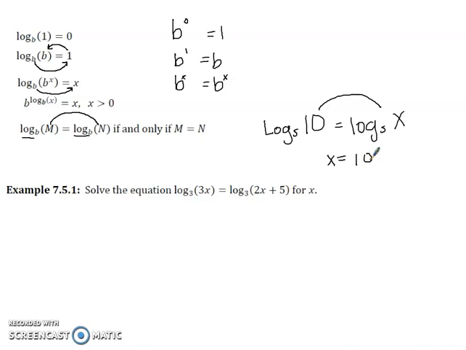So go ahead and pause the video now and try that out on your own. Since I have log base 3 on both sides, I know that 3x must equal 2x plus 5, and solving, I find that x is going to be equal to 5.